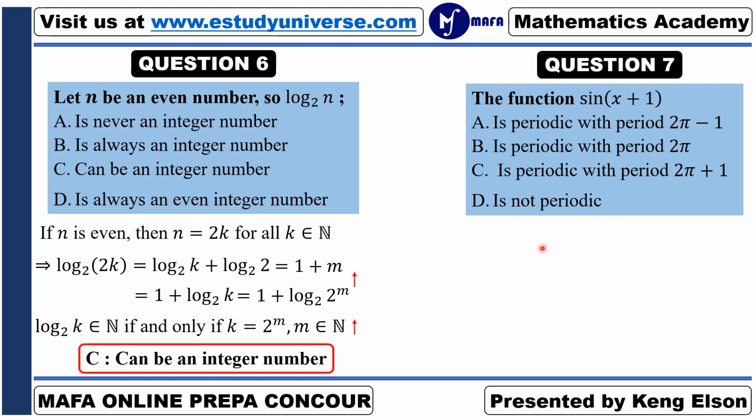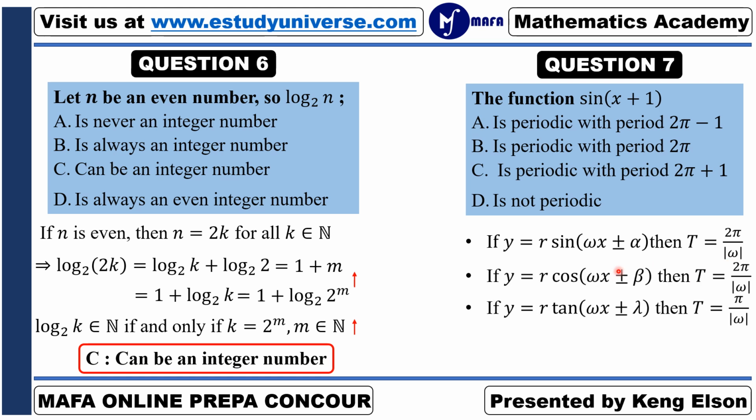So there are 3 things I would like us to note. The first is that if you have a function y equal to r sine of omega x plus or minus alpha, where r, omega, and alpha are constants, then the period is 2 pi divided by the magnitude of omega. The same thing for cos, but for tan, if y is equal to r tan of omega x plus or minus lambda, where r, omega, and lambda are constants, the period this time around is pi divided by the magnitude of omega.